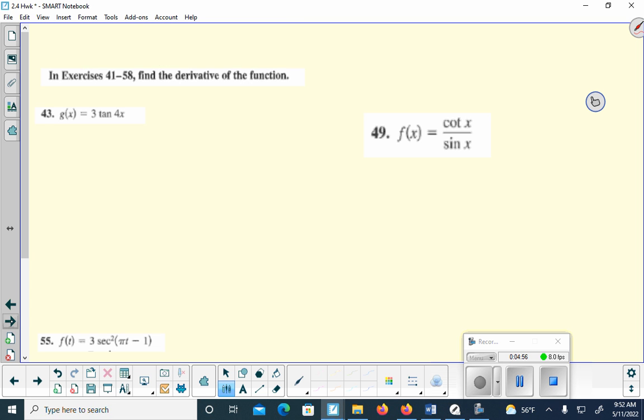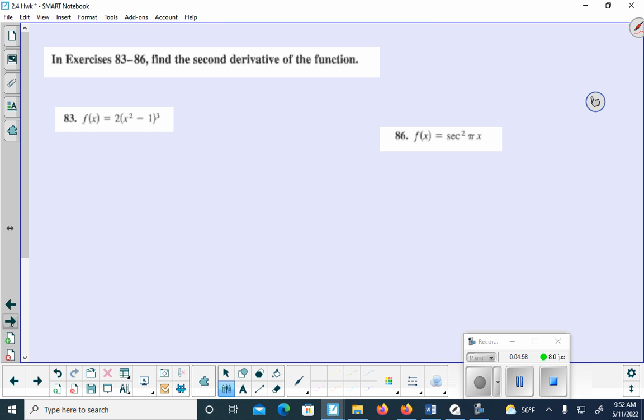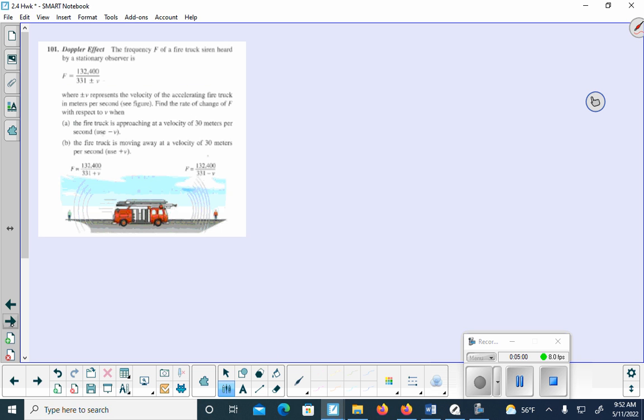Is that the word problem? Yes. So you have that function. It says the frequency of the fire truck siren is observed where the plus or minus v represents the velocity of the accelerating fire truck, in meters per second. Find the rate of change of f with respect to v. So when they want you to find the rate of change, they're asking you to find the derivative, right? So they want you to find the derivative.